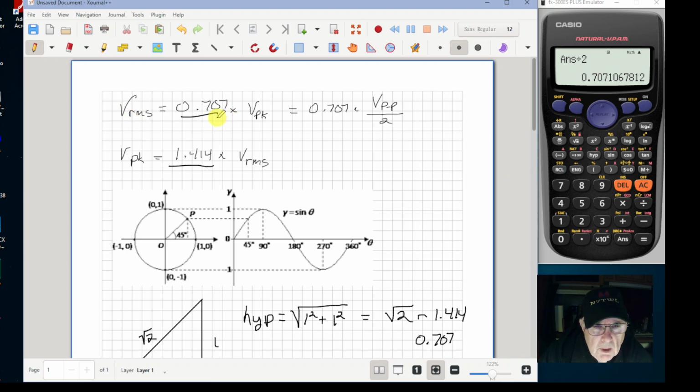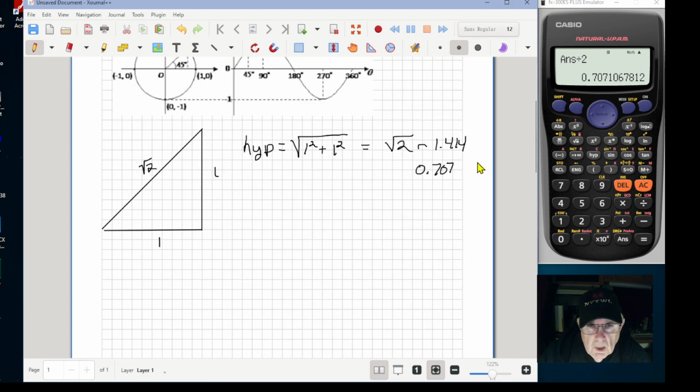They come about because of the association with 45 degrees here, and the sine of that value, and half the square root of 2.